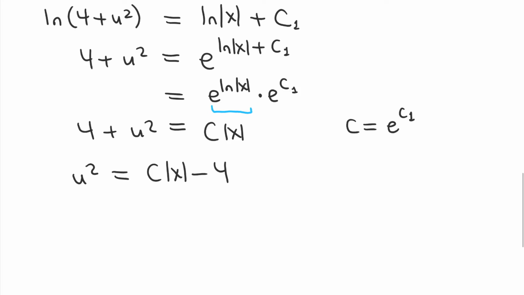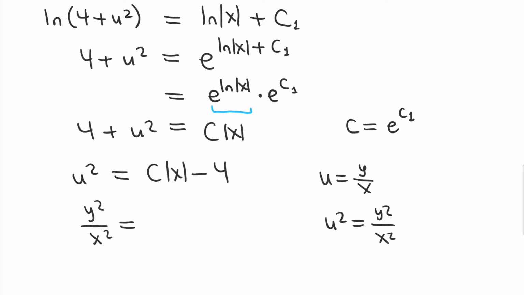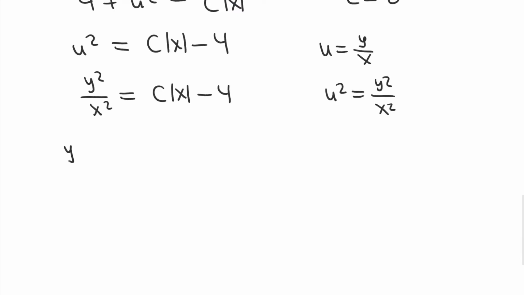From here, I could solve for u by taking the square root of both sides to get plus or minus. But since we're already trying to find the solution in terms of y and x, I'll plug back in. Remember, u is y over x, and so u squared is y squared over x squared. And so we get y squared over x squared is equal to c absolute value of x minus 4. And so y squared is equal to c, absolute value of x times x squared, minus 4x squared.